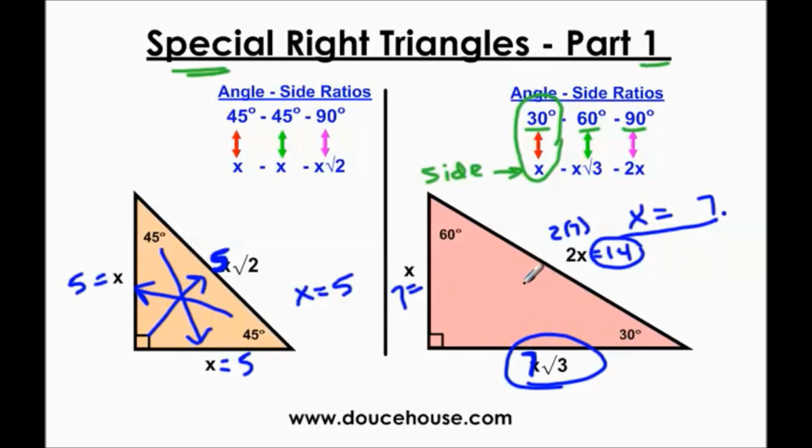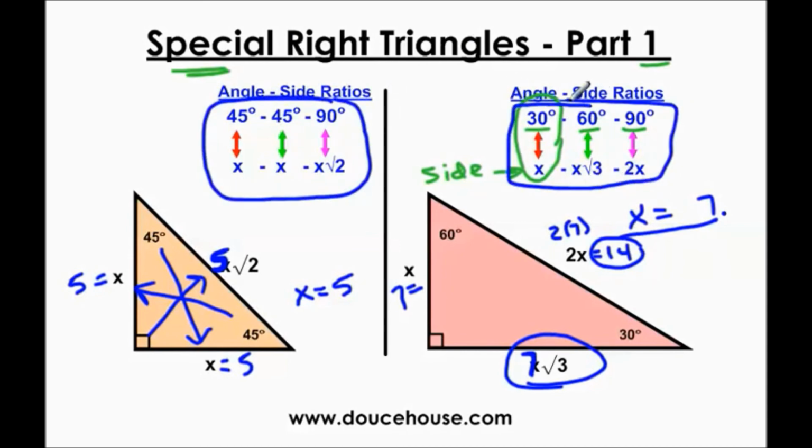And so this is how to do the 30, 60, 90 triangle and the 45, 45, 90 triangle. Again, these are special right triangles because there's a special ratio between the sides and angles on these triangles. And if this video wasn't enough for you, check out my other videos I'm going to have on these triangles.